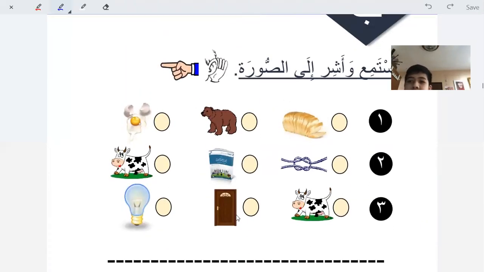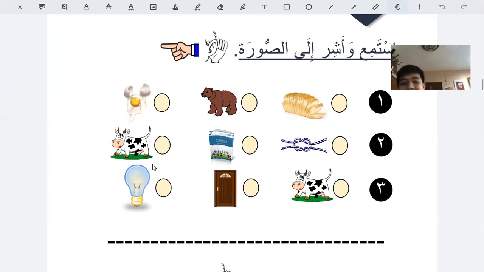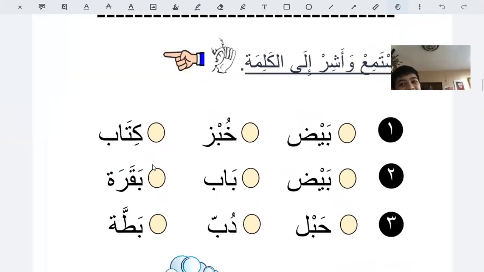Now I will say a word and you will tell me which picture it is, okay? Khubz. Khubz means bread. Then I will say bakara. Bakara. Cow. Good. Bab. Door. Istamiwa shir ila kalima. Listen and point to the word.